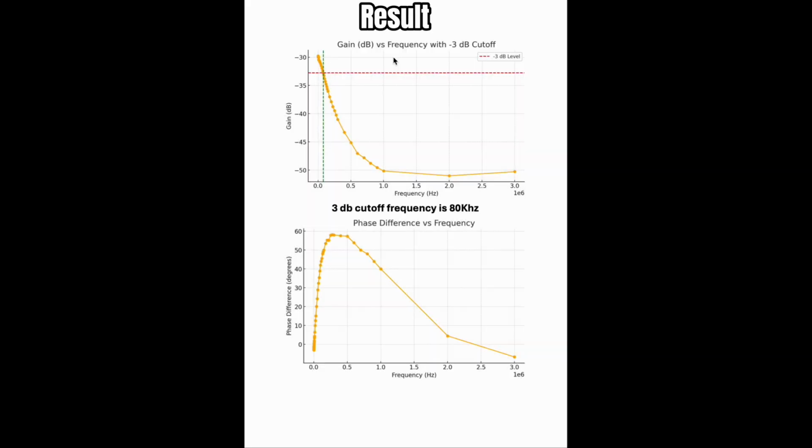Plotted for the second experiment. This is gain versus frequency, this is phase difference versus frequency, and we got the 3 decibel cutoff frequency as 80 kilohertz.